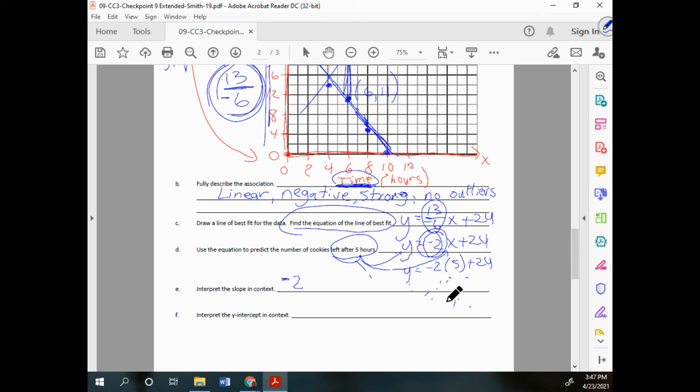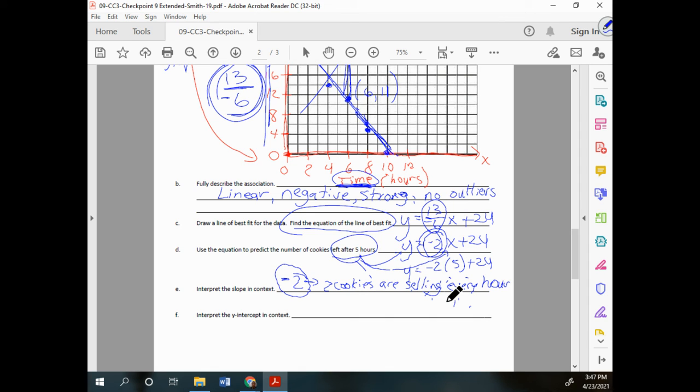Negative 2 is my slope, and it means 2 cookies are selling every hour. They're selling 2 cookies every hour. That's why the number of cookies is going down every hour by 2.